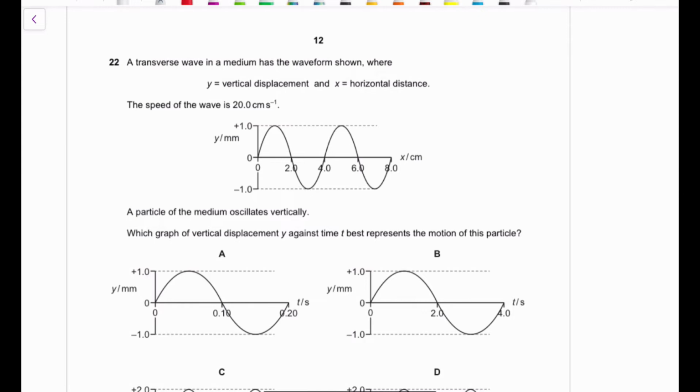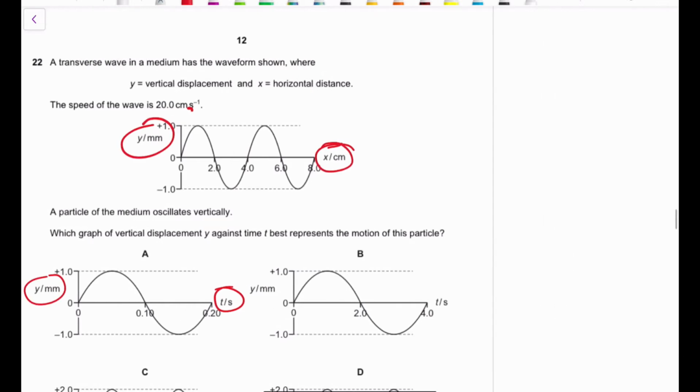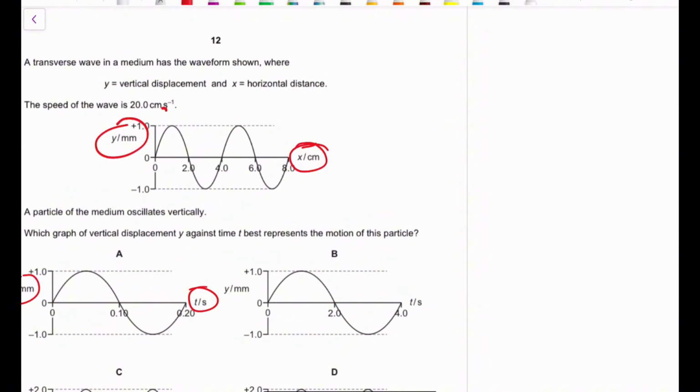We're given a transverse wave in a medium, the waveform that has been shown here. The speed of the wave is 200.0 centimeters, and a particle of the medium oscillates vertically. Which graph shows the vertical displacement y against the time, which best represents the motion of this particle? Basically, this is a time against displacement graph, and this is a distance against displacement graph. So what if I found the period? Then I would compare which one has that same period.